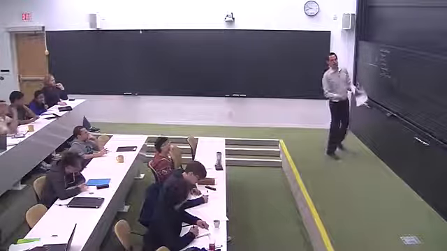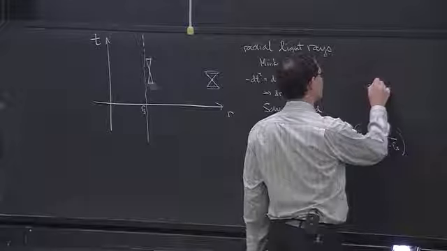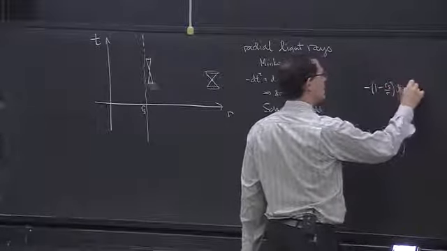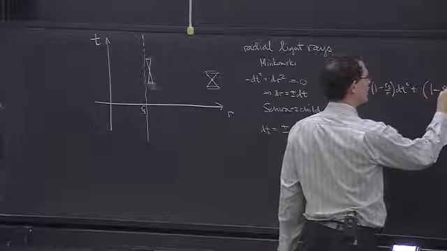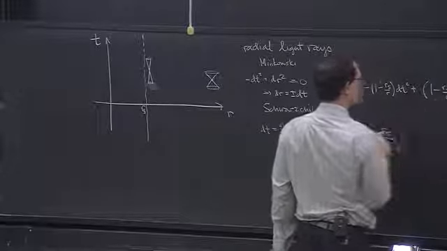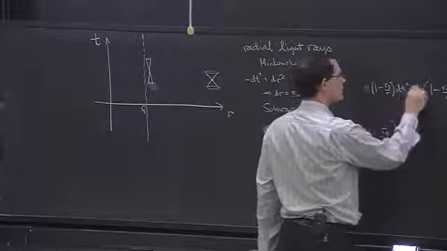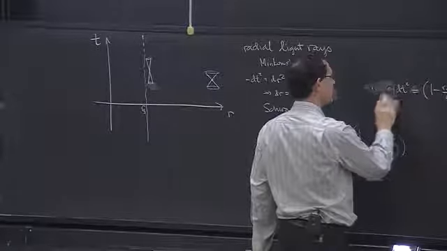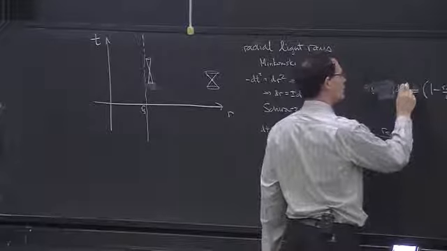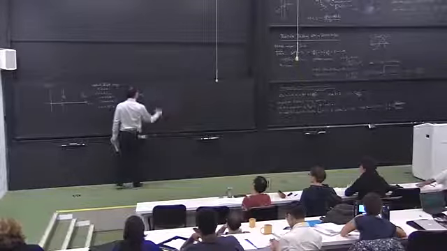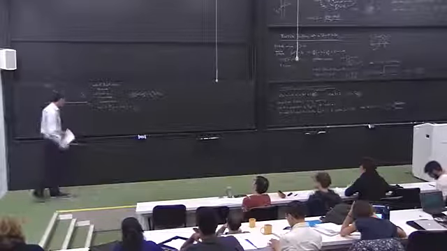No, sorry, I did two steps at once. So I've got minus 1 minus Rs over r dt squared, plus 1 minus Rs over r inverse dr squared equals 0. So I can set this equal to that. And then I divide by this, and I take the square root. That becomes a 1, okay? All right, no problem.